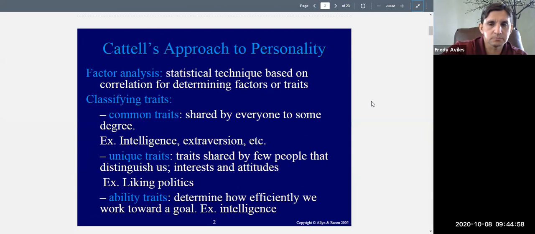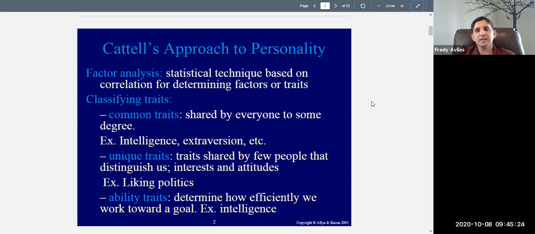So, Cattell's approach to personality. Before I tell you about Cattell's approach to personality, I need to mention something called factor analysis. Factor analysis is a statistical technique based on correlation for determining factors or traits. Let me explain that, because this is what Cattell and a lot of these guys did. They used this thing called factor analysis.